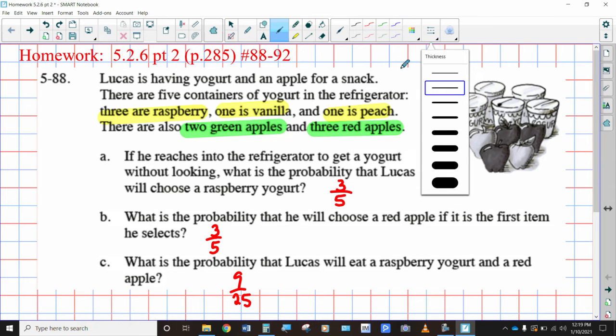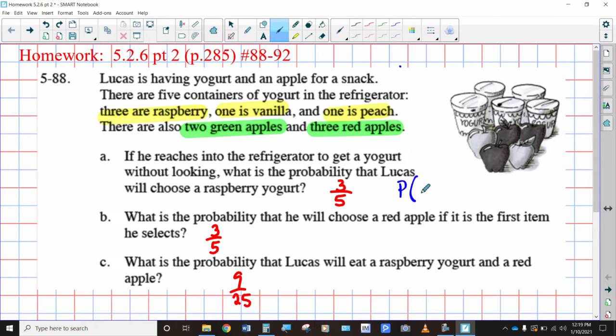Okay, the simple probability of getting a raspberry, that would be 3 out of the 5 yogurts are raspberry, so 60% of getting a raspberry if you just reach in randomly and grab one of the yogurts. Same thing applies for the probability of getting a red apple. There are 3 red apples in there, and there's a total of 5 apples. So 3 out of the 5, 60% chance of grabbing a red apple.